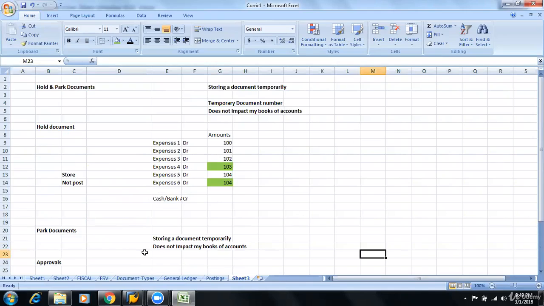Temporary number is not assigned. Instead, regular number interval is used.